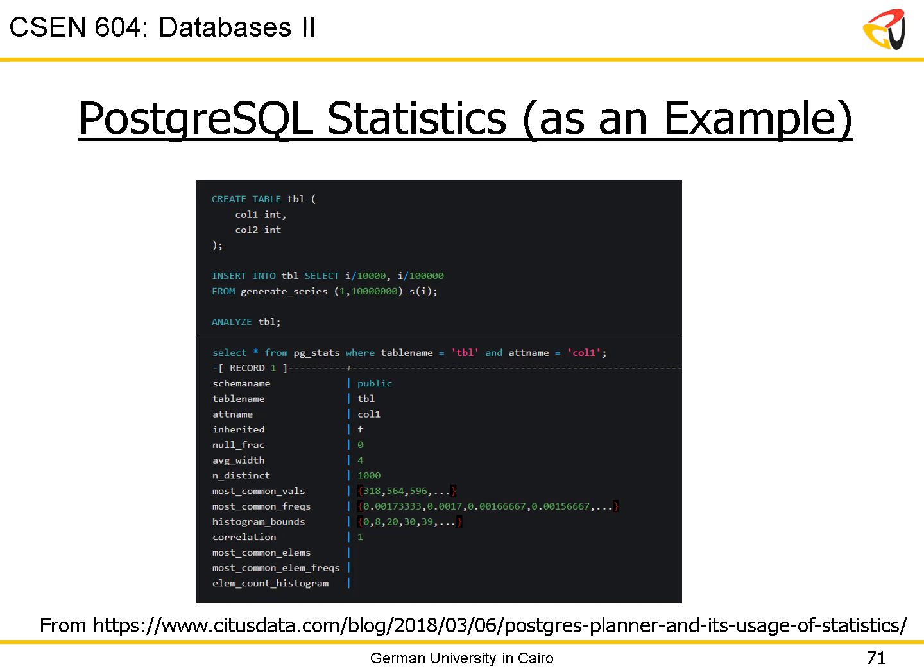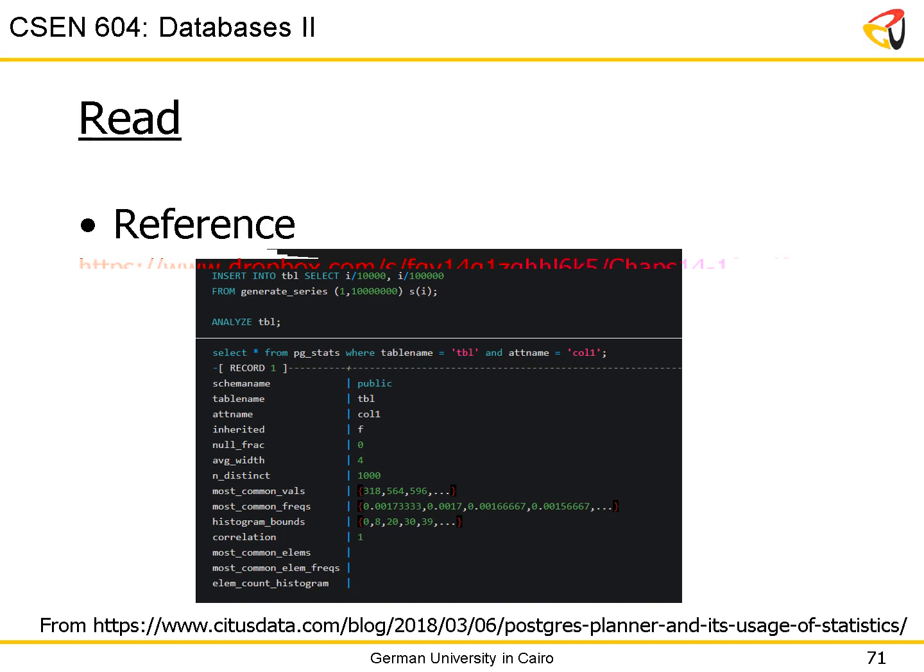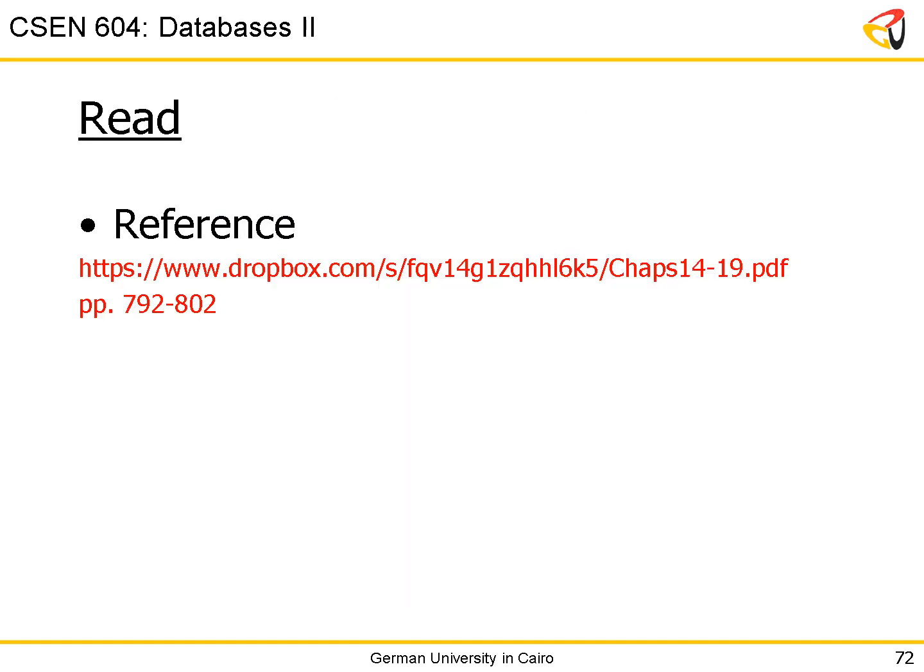So this is what PostgreSQL does, and this is what Oracle does. Way better estimates than just the number of unique values. And this is the reference with the textbook pages that you are required to read.